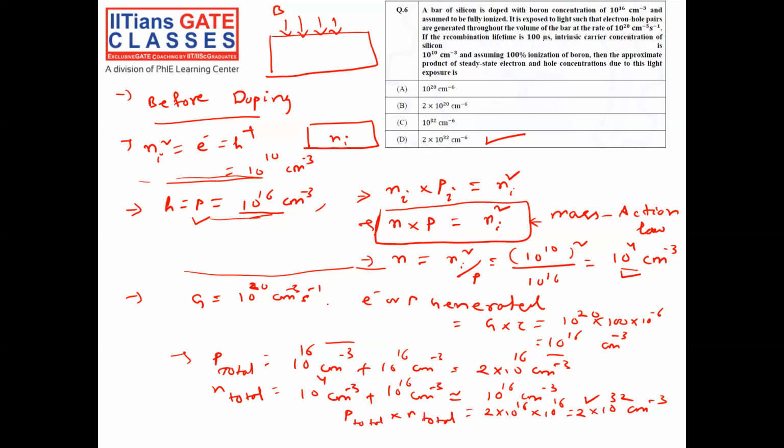So the total holes will be how many holes were already there plus how many are generated. So I have to add what was already there and what is generated. Like this I have to calculate the total concentration of holes and the total concentration of electrons. Now I have to calculate the concentration of holes into the concentration of electrons. It will give me 2 into 10 power 32 per cm cube. So this is the answer. Let's move to the next question.